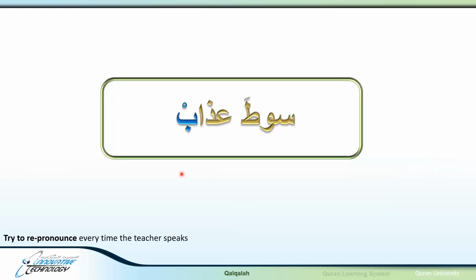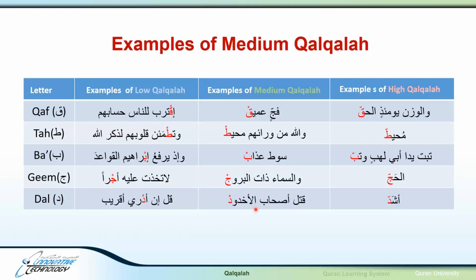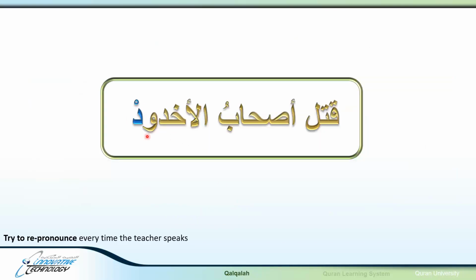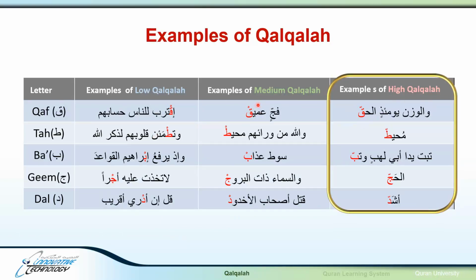عذاب also. That is at the end of the word, at the end of the sentence or the verse. عذاب. صوت عذاب. Then البروج. End of the word, end of the sentence, end of the verse, and it has sukoon. والسماء ذات البروج. And then الأخدود. Dal at the end of a word, at the end of a verse. قتل أصحاب الأخدود.